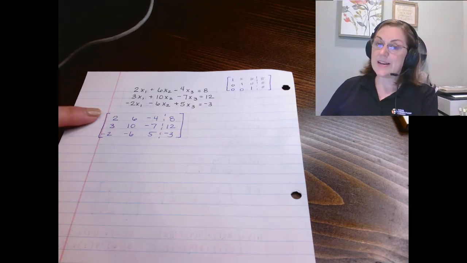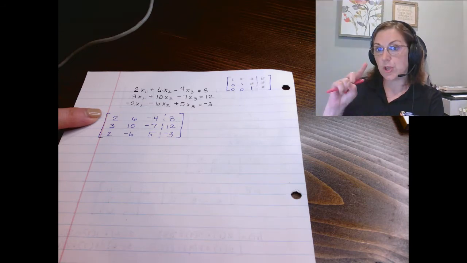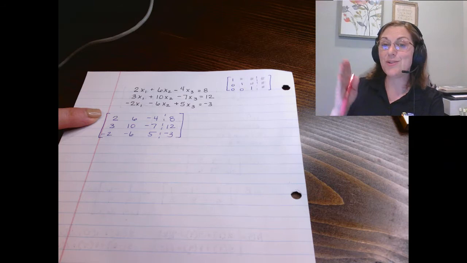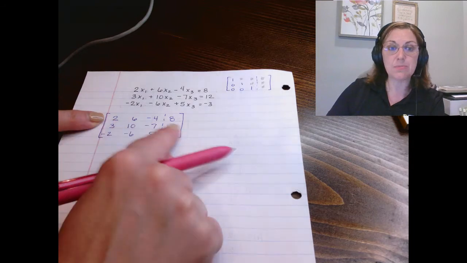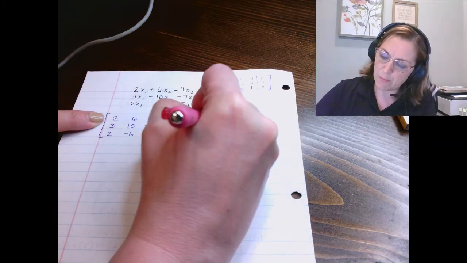All right. Now, there's a couple of things you can do to a row. You can multiply it by a number. You can add it to another row. So what I'm going to do to get the 1 here is multiply row 1. Since all of those are even, I'm going to multiply this first row by 1/2.